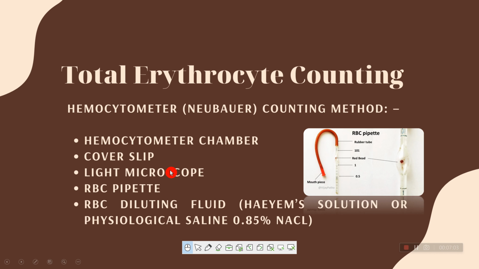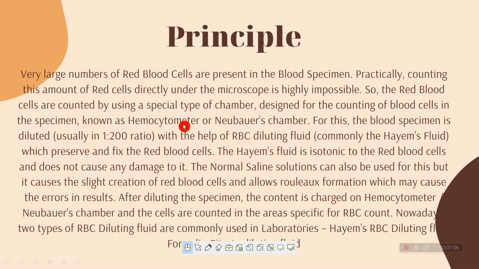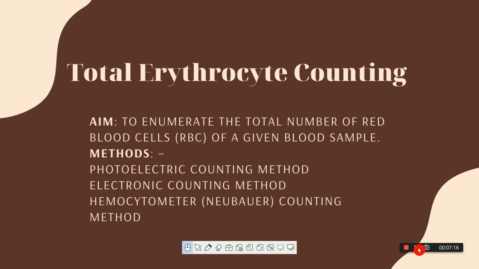Alright, so let's focus on its principle now, that is, how this red blood cell count is usually performed in the laboratory. The RBC count is a blood test that the doctor prescribes to know how many red blood cells are there in your blood. It is also known as the total erythrocyte count, because RBCs, or red blood cells, are also known as erythrocytes. Why is this test important?